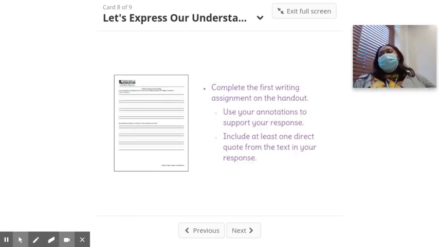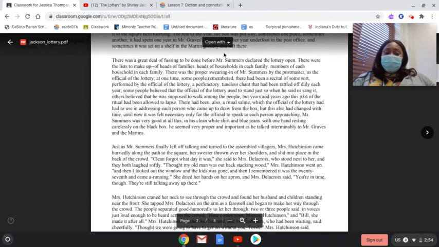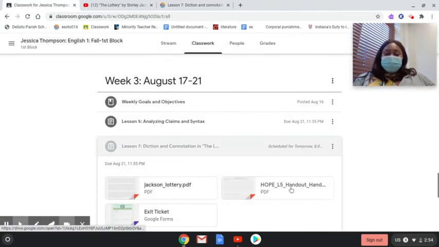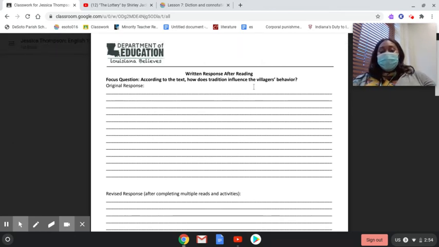Now, after you have made your annotations, you are going to complete the first assignment on the handout. I am going to show you what this looks like. This is what you are going to complete. You're going to complete the activity that says focus question: According to the text, how does tradition influence the villagers' behaviors? So, how does the tradition of the lottery influence the villagers' behavior? You should use your annotations to help you come up with this response.